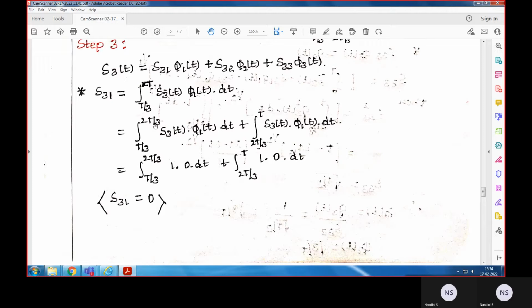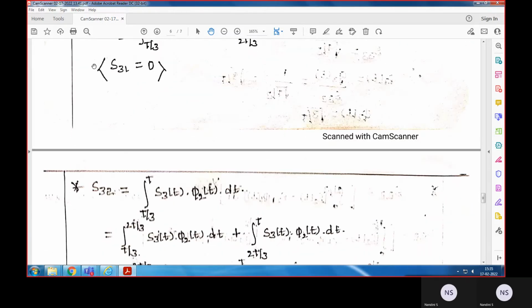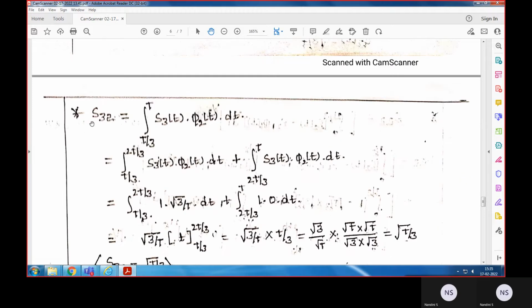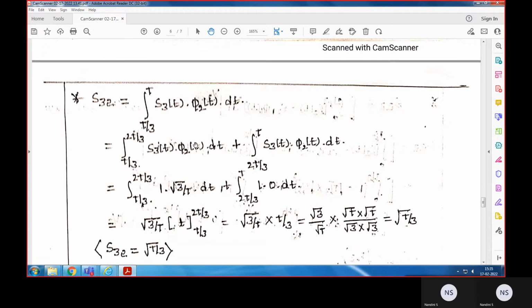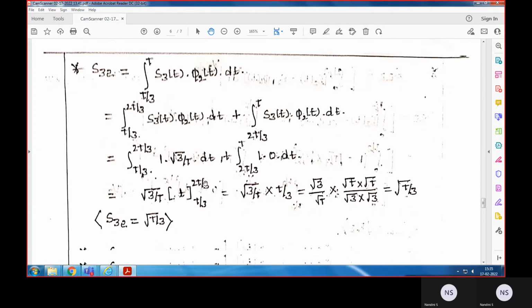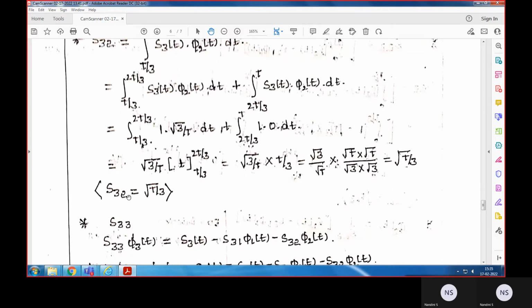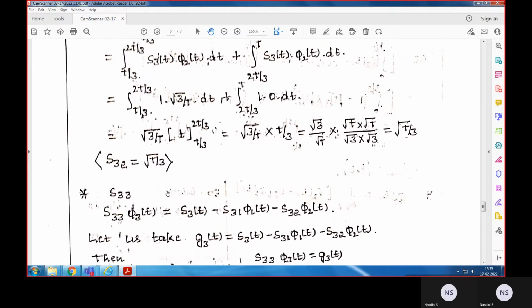So that's why we have taken t by 3 to t and split this equation into t by 3 to 2t by 3 and 2t by 3 to t, and we have taken the values. From t by 3 to 2t by 3, phi1 of t doesn't exist, and from 2t by 3 to t, phi1 of t doesn't exist either, since it exists only in the range 0 to t by 3. So S31 is 0. The first coefficient is 0, and the second coefficient S32 is the integration from t by 3 to t of S3 of t into phi2 of t dt. Split this interval into t by 3 to 2t by 3 and 2t by 3 to t, and then substitute the values in this interval. Then you will get the S32 value as root of t by 3.